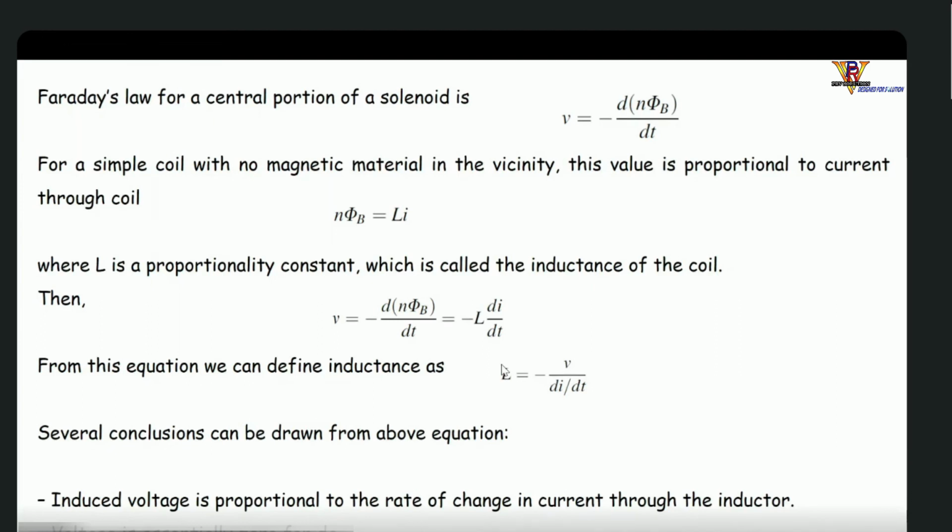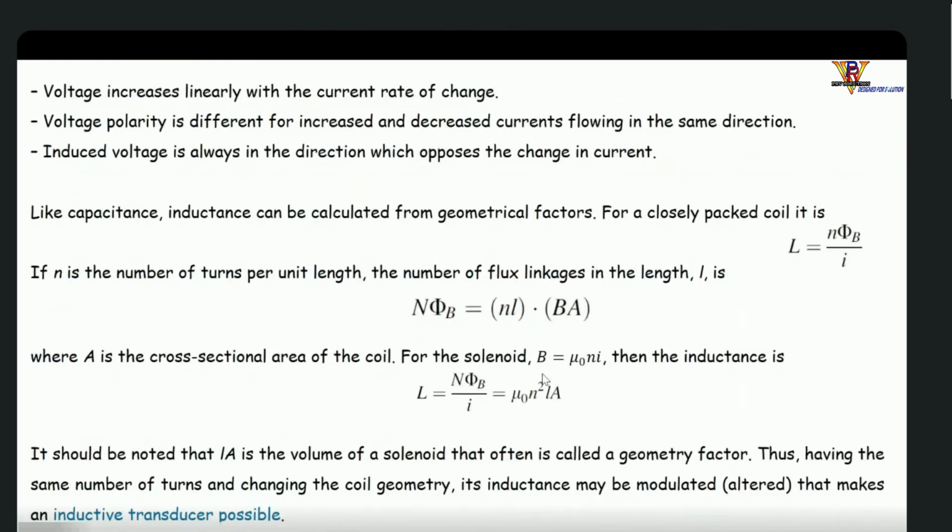So what conclusions can we draw? The induced voltage is proportional to the rate of change in current through the inductor. Voltage is essentially zero for DC. If this I is DC current, di by dt will be zero, so voltage will be zero. No voltage will be induced. The other conclusion: voltage increases linearly with the current rate of change. Voltage polarity is different for increasing and decreasing currents flowing in the same direction because of the nature of induced EMF, because induced EMF is always opposing. So the induced voltage is always in the direction which opposes the change in current.